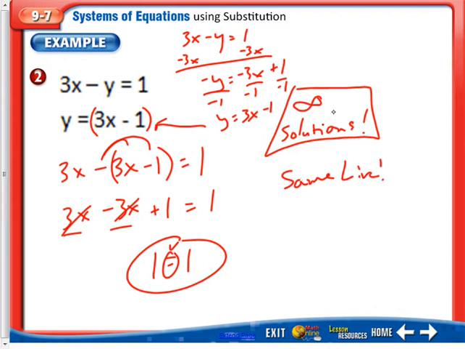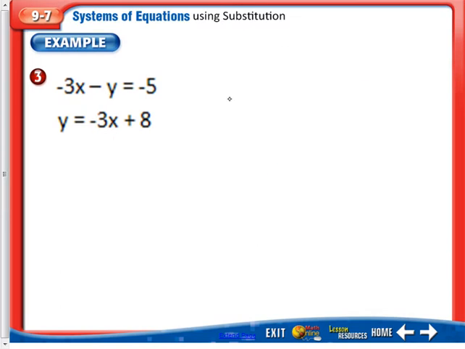That's what that means. All right, so let's try another one here. We have y equals, so this one's already solved for y, so let's take this whole expression and plug it in for y. So let's go negative 3x minus, and I'm going to put it in parentheses, because whenever I substitute, I always put it in parentheses, so negative 3x plus 8, and that is going to equal negative 5.